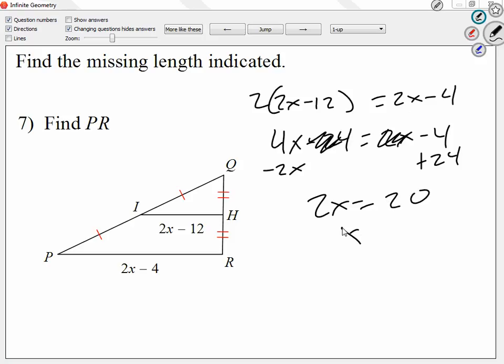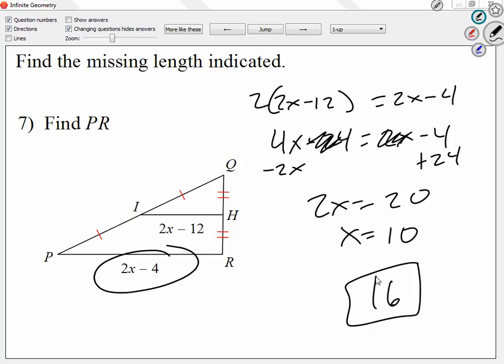So what's x? 10. Okay, so here the question is find PR. So notice from P to R is 2 times x minus 4. We know x equals 10. So how much is 2 times x minus 4? 16. Perfect.